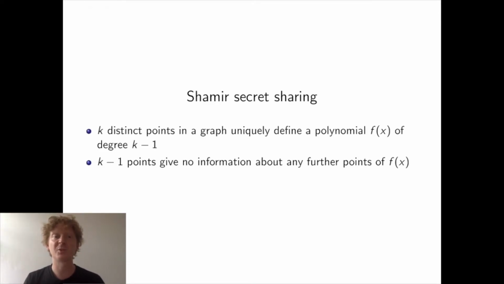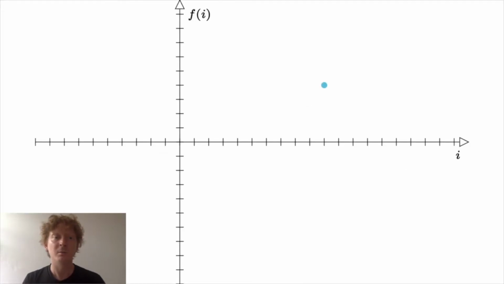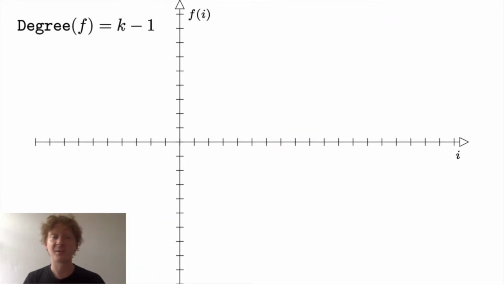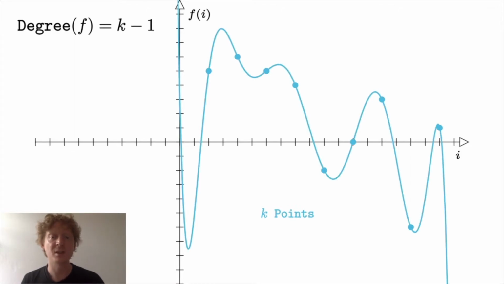Imagine, for example, we want to extract information about the intersection point with the y-axis. Given a single point of a line, there are infinitely many lines passing through this point, but as soon as we add a second distinct point, there's only a single possible line with a clearly defined intersection point with the y-axis, which we call f_0. And this concept basically translates to any degree. So if you want to reconstruct a polynomial of degree k-1, or its intersection point with the y-axis, we need at least k points.